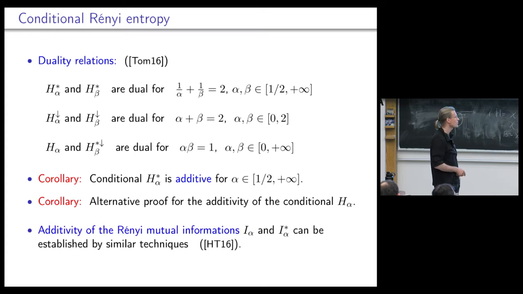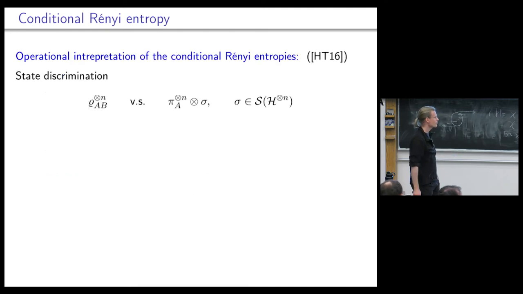Okay, and this also gives us an alternative proof for the additivity of the conditional PETZ type divergence. Okay, and moreover, it is easy to see that using the same techniques, you can actually also establish the additivity of the Rényi mutual informations.